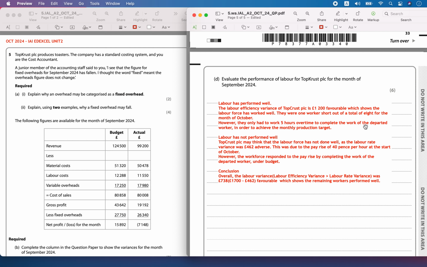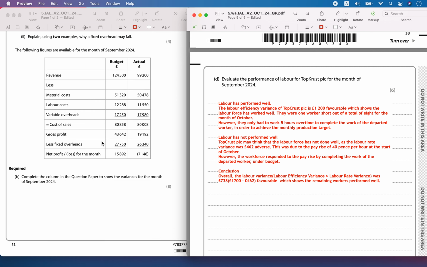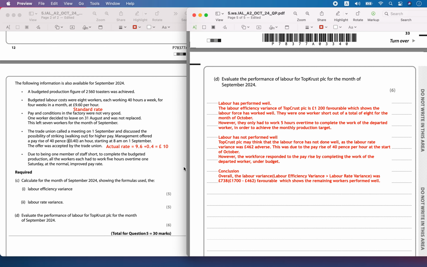However, they had to work for extra 5 hours overtime to complete the work because one worker had left in the month of production. Okay, they have not performed well, because we can say that the labor rate variance had increased by 462 adverse. So this was due to the increase of 40 pence per hour that was asked by the workers when they did a strike here.